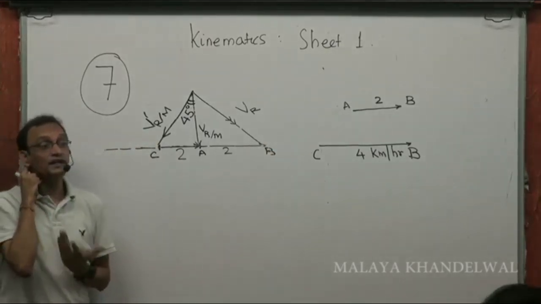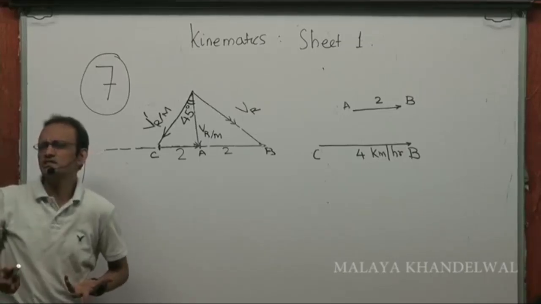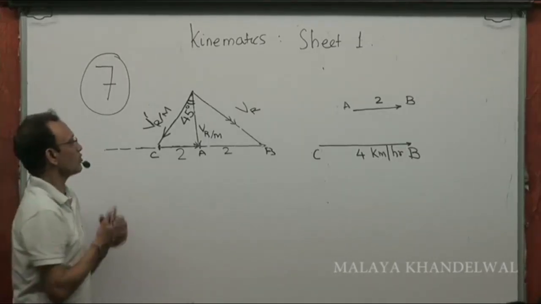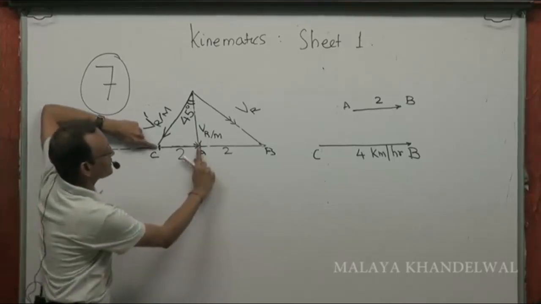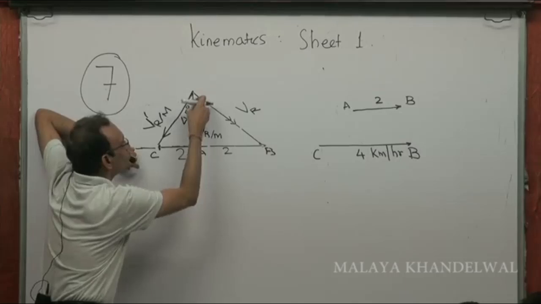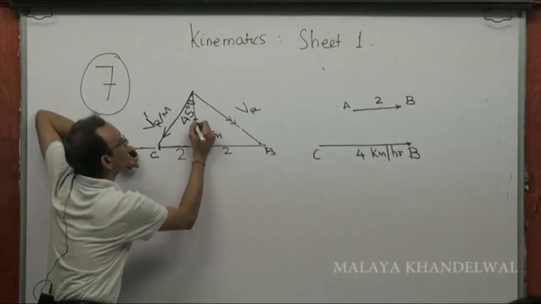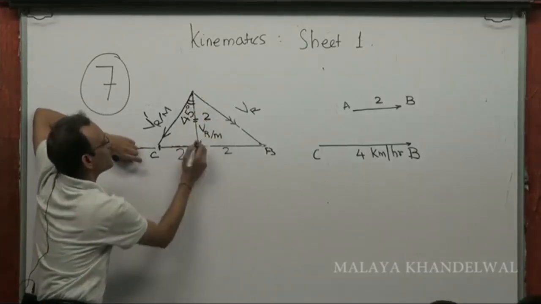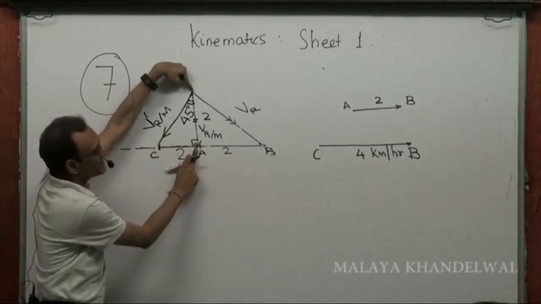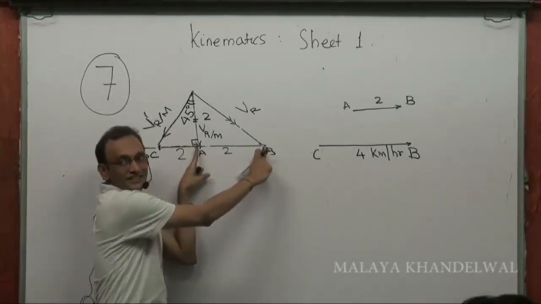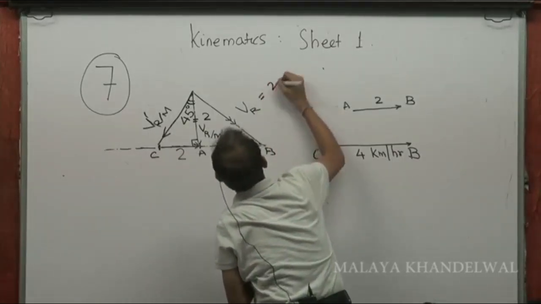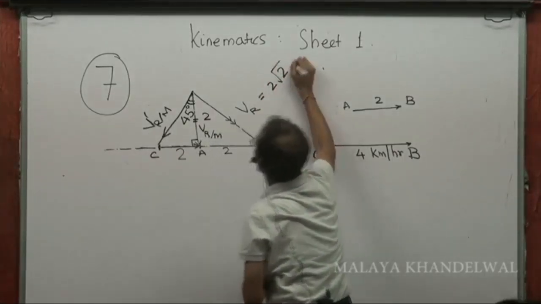Now, I need to calculate VR. The physics is done. Ordinary mathematics is left here to be taken care of. This length is 2 units. So now, this length will also be 2 units. Why? 45 degrees, 90 degrees. So if this is 2 units, this must also be 2 units. This is 2 units. And therefore, this VR must be 2 root 2 units. Yes or no? Yes.